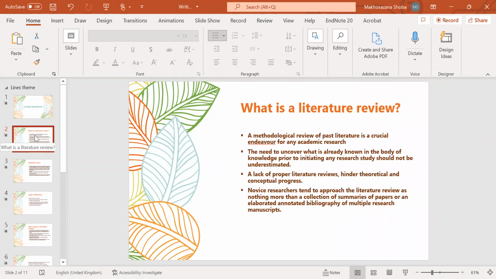Today, I'd like us to talk about literature review. I'm going to take you through what is literature review, the types of literature review, why conduct a literature review, and writing the literature review. So let me start by giving a definition of what a literature review is all about.